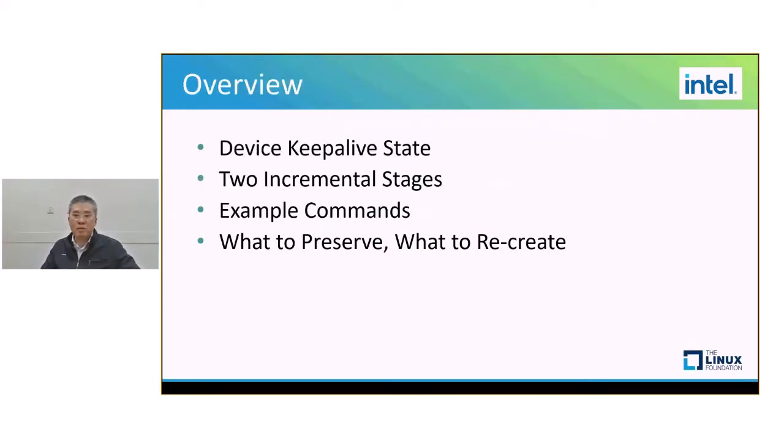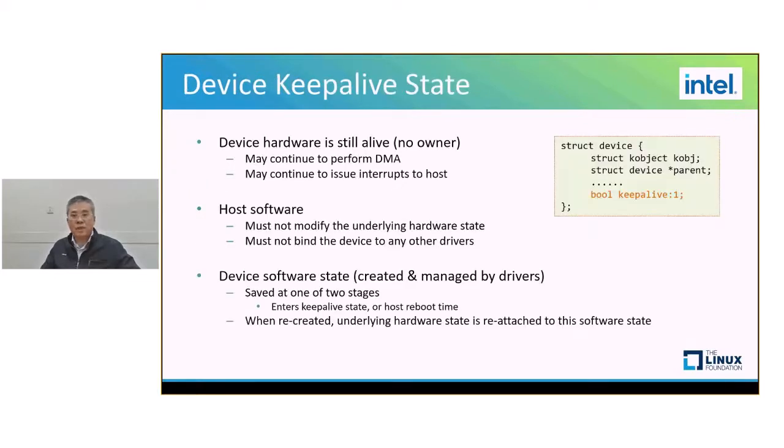So here comes our proposal and implementation. We introduce a device Keepalive state for pass-through devices. We will talk about the overall idea of the proposal and then dive into some major details. As shown in the top right corner of the slide, we introduce a flag in the core device data structure to denote a device is in the Keepalive state.